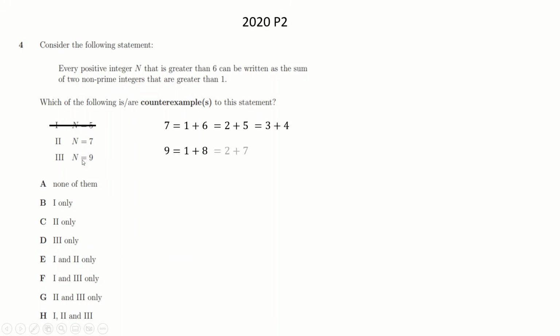What about 9? Well, again, just write them all out. These are both non-prime, but one is 1 again, so it's the same situation as here. Both of these are prime, so no, one of those is prime, and so is one of those. So 9 is in the same boat. It's bigger than 6 and cannot be written as the sum of two non-prime integers greater than 1. So both of those are counterexamples.